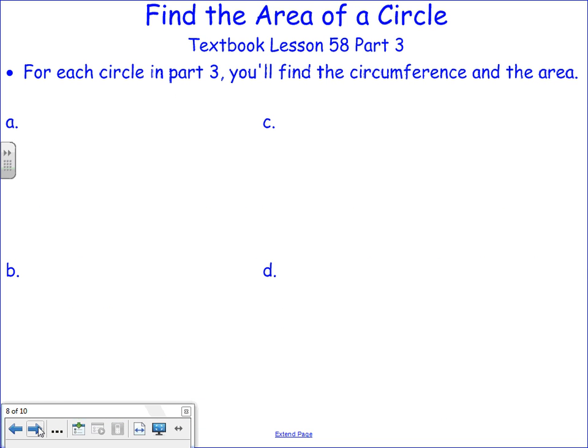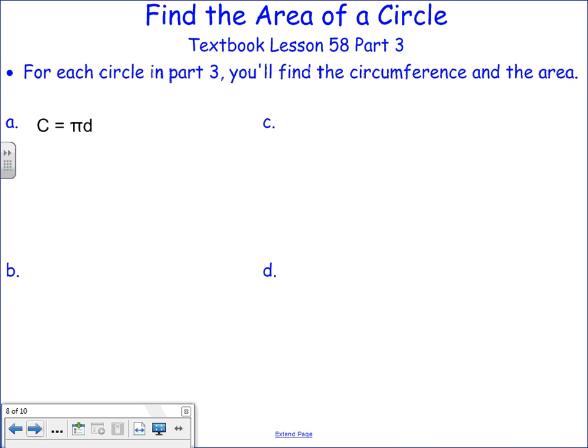All right, so next thing here, for each circle in part 3, you'll find the circumference and the area. So you're probably going to want to go to your book here. Make sure you're looking in your book so that you can see what they give you for the circle. So in part 3 here, circle A, I see that they give me that the diameter is 12 inches. So if my diameter is 12 inches, I know my radius, half that, is 6 inches.